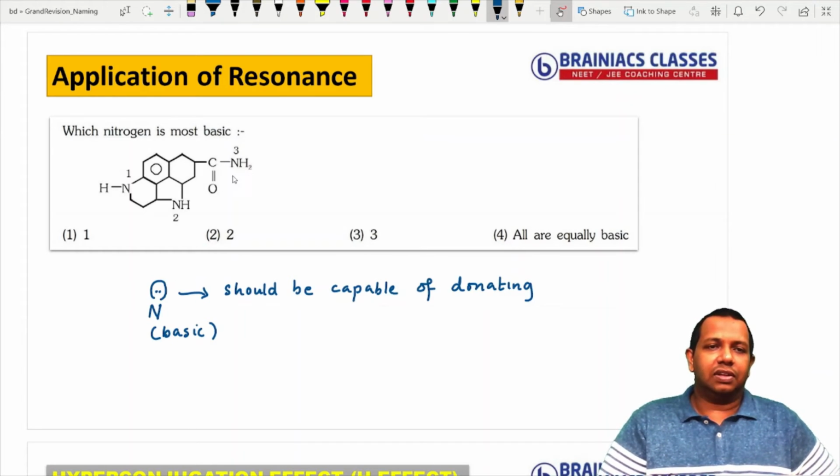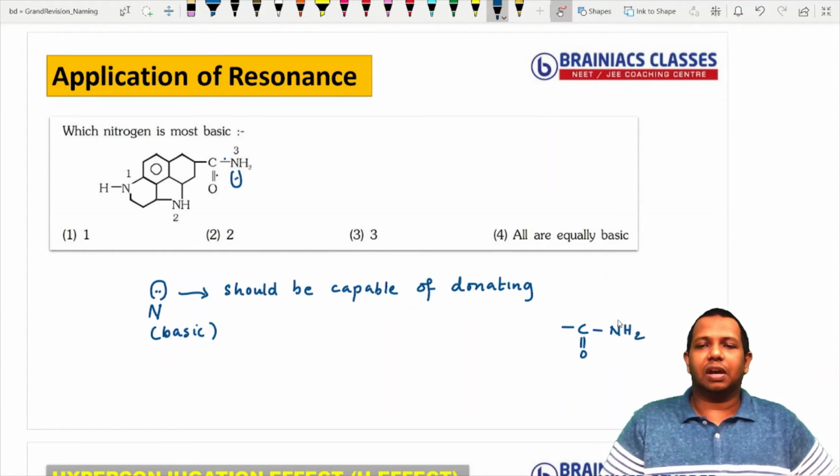Here you can see nitrogen with a lone pair is present in nitrogen 3, and I know that it is a lone pair, single bond, double bond. So what will happen there? We can see C double bond O with NH2. Okay, so it's an amide basically.